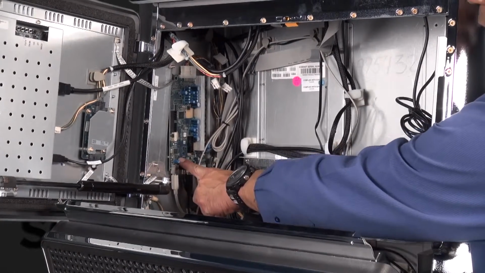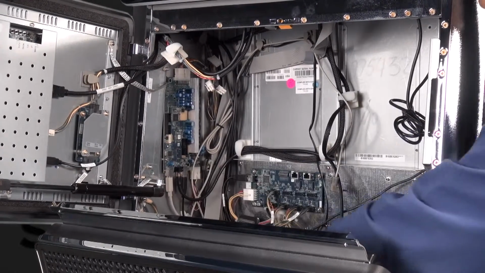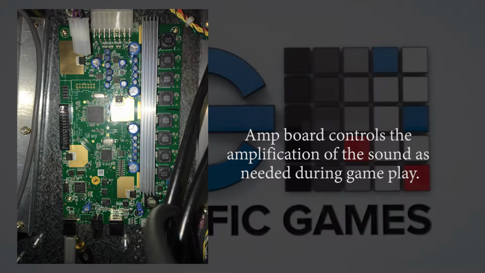Right above the power switch, located on the left side of the cabinet, we have the audio amp board. The purpose of this board is to control and amplify the audio as needed during certain states of the game's animation.